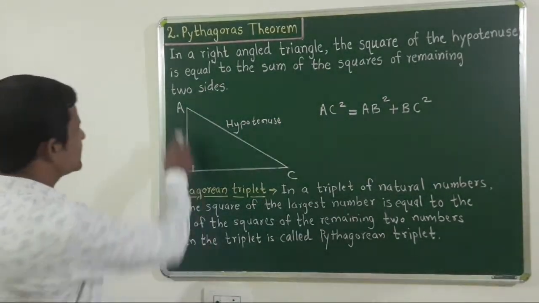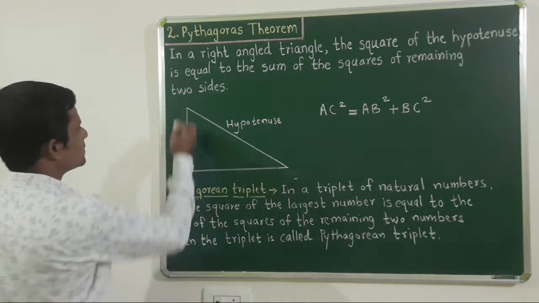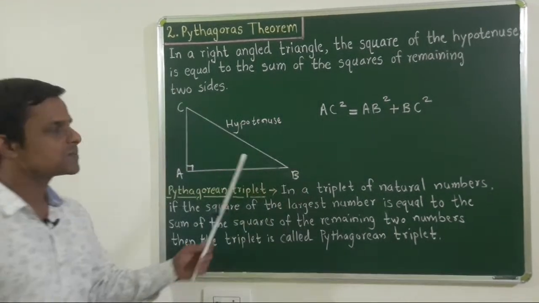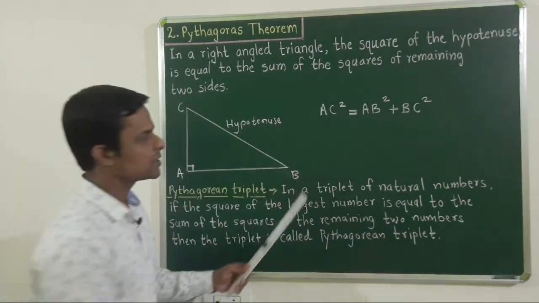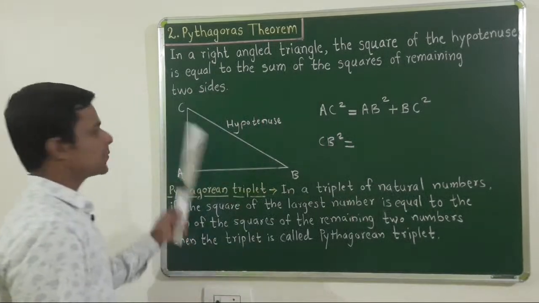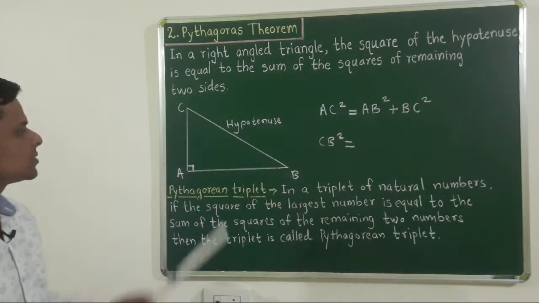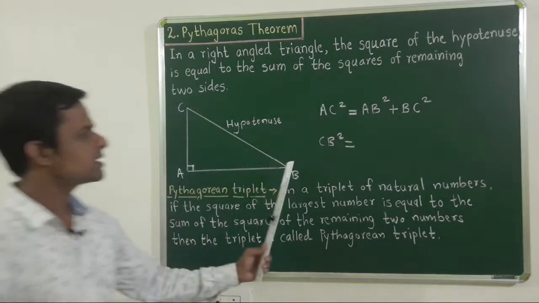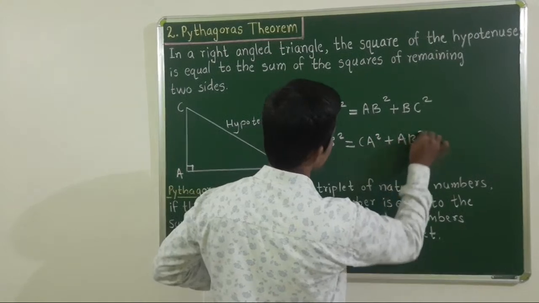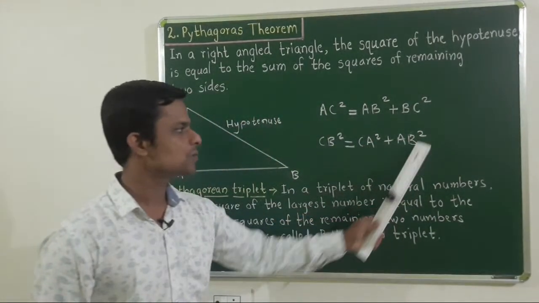If I change names, then the formula will also change. Suppose here is C, here is A and here is B. Then this formula will become CB square is equal to, the hypotenuse will also change. The hypotenuse will be the same but the name is changed here. CB square is equal to CA square plus AB square. This hypotenuse square is equal to the sum of squares of the remaining two sides.